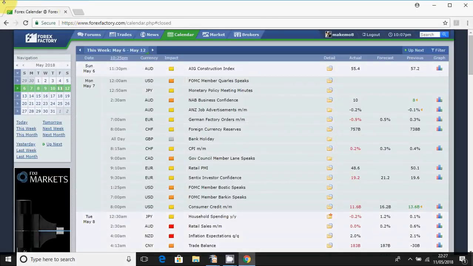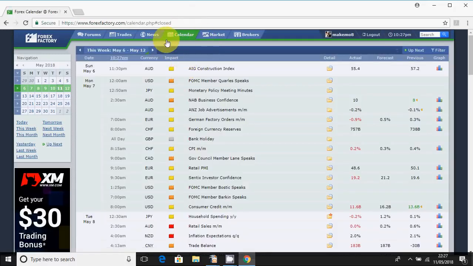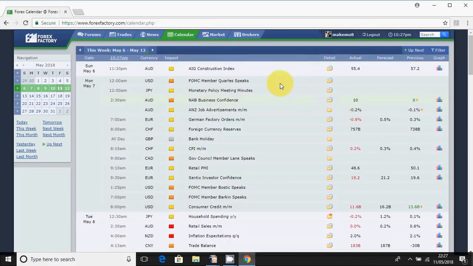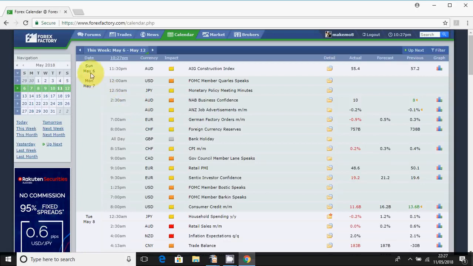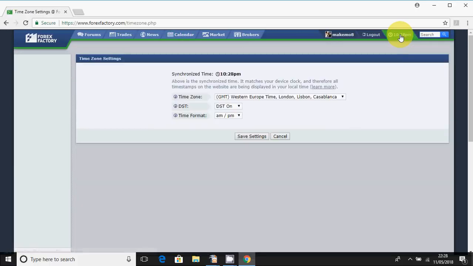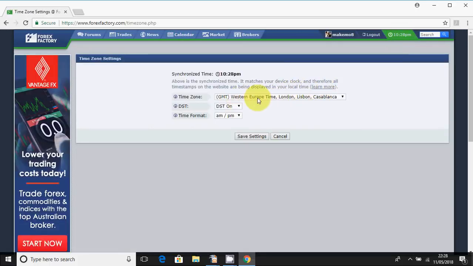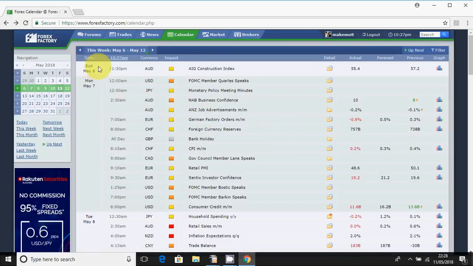Okay, so at forexfactory.com, here we are. So you click calendar and then you get the whole calendar for the week. All right. So first of all, you have the date, but make sure your time is set to your own local time. My local time is here, so you set yours to your local time so that you can see the time in your own time zone. So the date, the time of release, the currency it affects, and the impact.